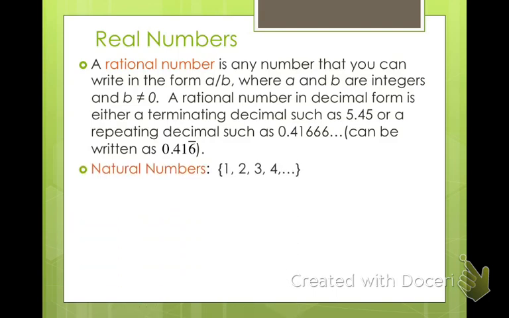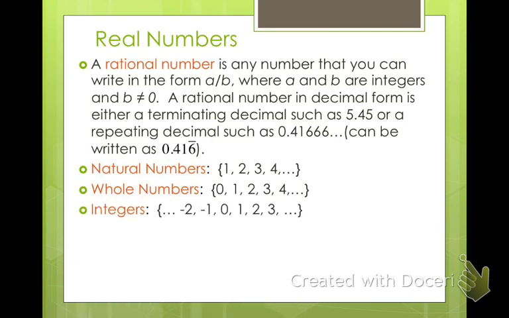Next we have natural numbers. These are our counting numbers, 1, 2, 3, 4, etc. After that we have whole numbers. Whole numbers are natural numbers that include 0. And then integers are positive and negative whole numbers.